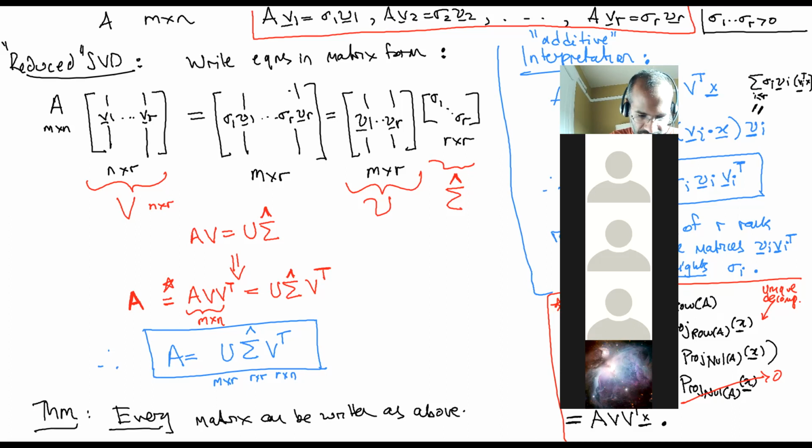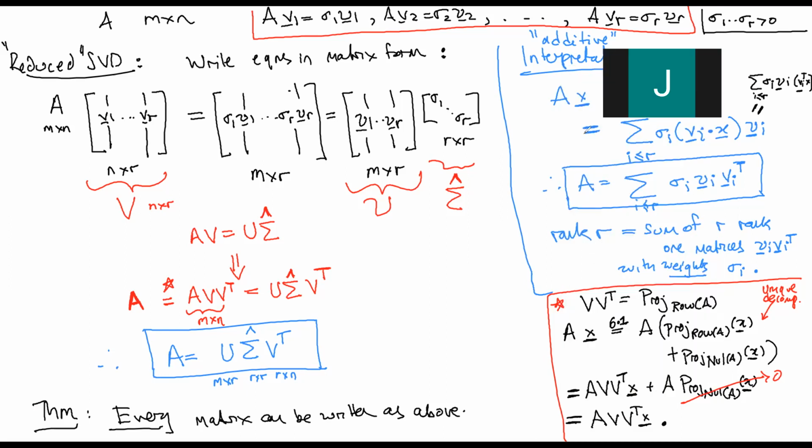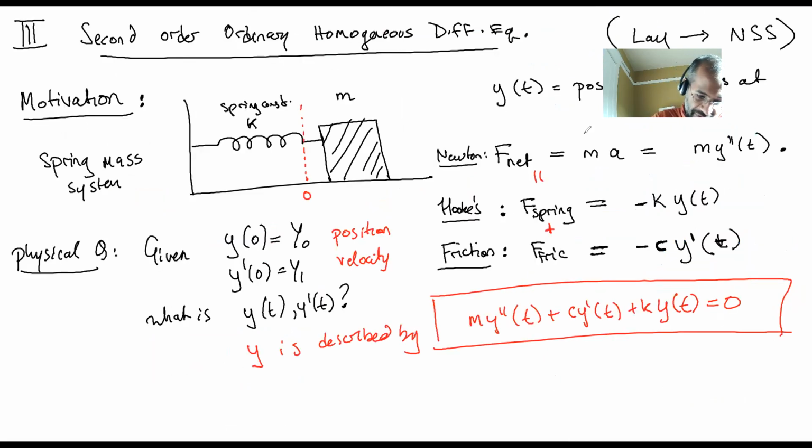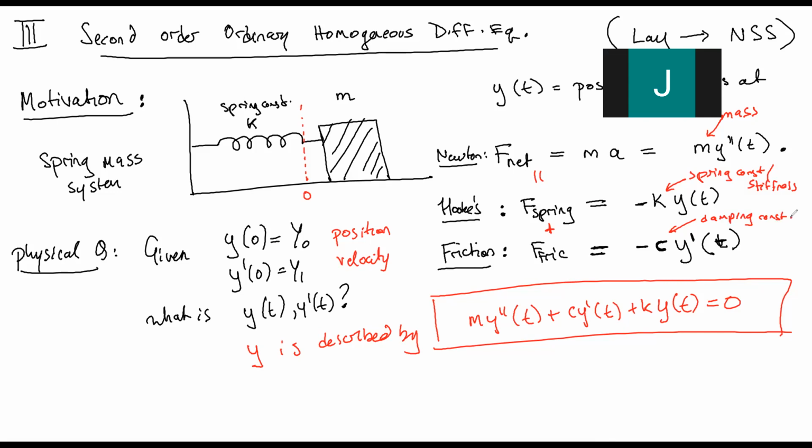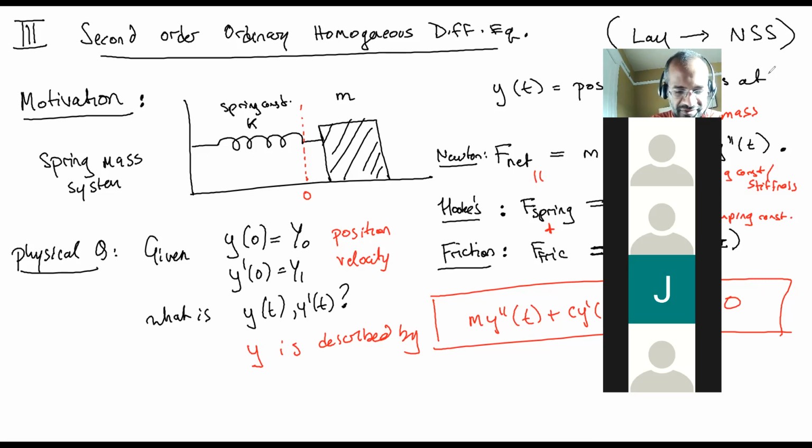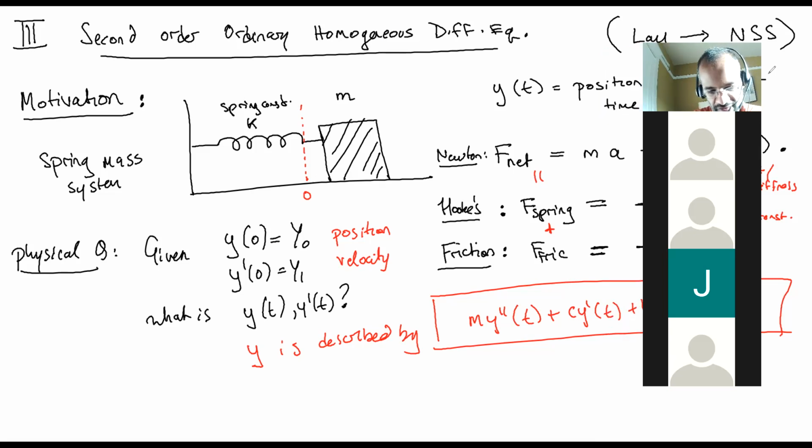What does C stand for in the friction equation? So in the friction equation, M is mass, K is the spring constant, sometimes called stiffness, and C is the damping constant, which is the friction constant. Does that depend on the mass? No, at least in this idealized model, it doesn't. This is a simplified model of physics, and in this model, the C doesn't depend on the mass.